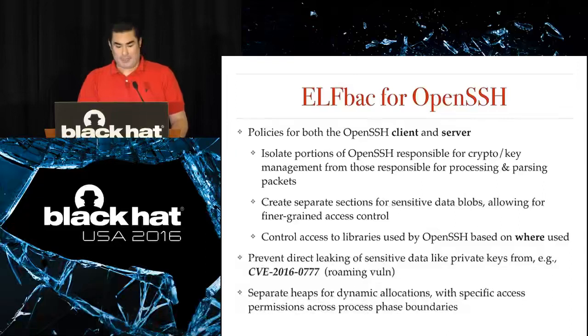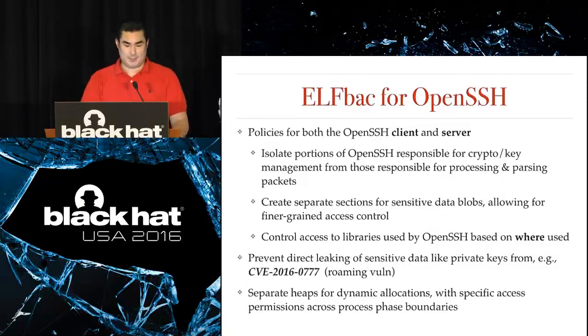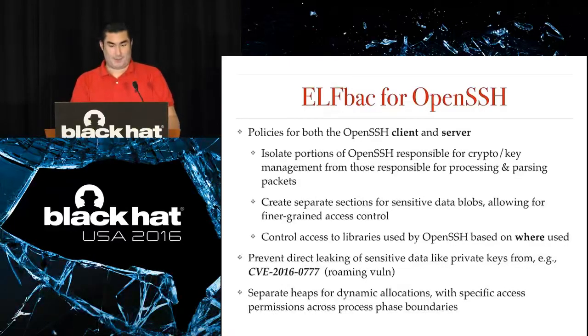So we've developed policies for both the OpenSSH client and server, splitting up the various concepts between them, the crypto state, the packet processing states, and the overall process control states, into separate states and defining transitions between them. We create separate sections for sensitive data blobs, such as the host keys and private keys, to enable finer-grained access control for data which might be touched by multiple sections, such as the initialization state. This prevents direct leaking of sensitive data like private keys from information disclosure bugs such as this.